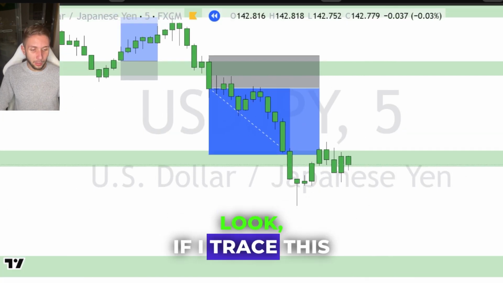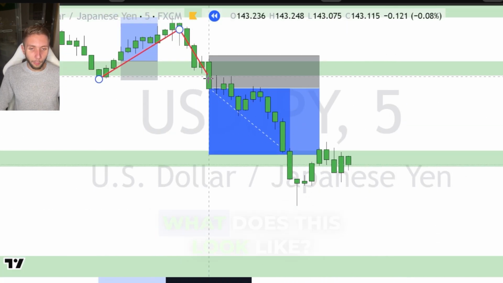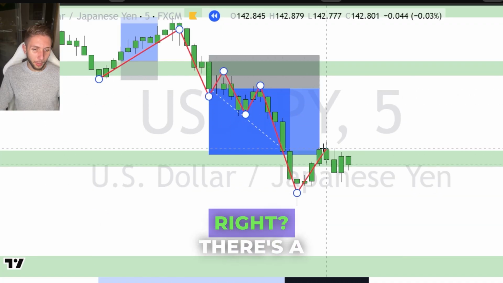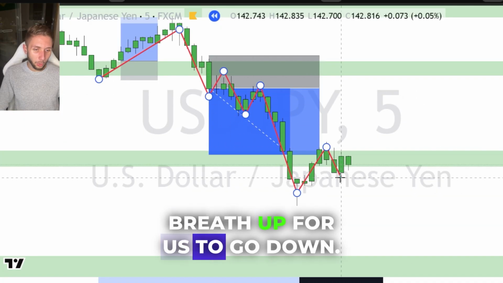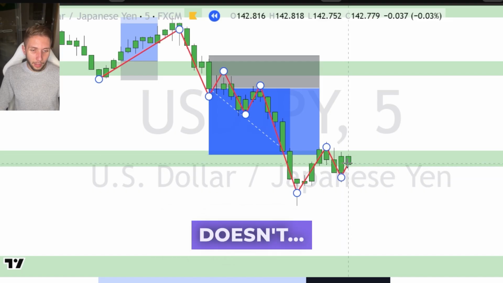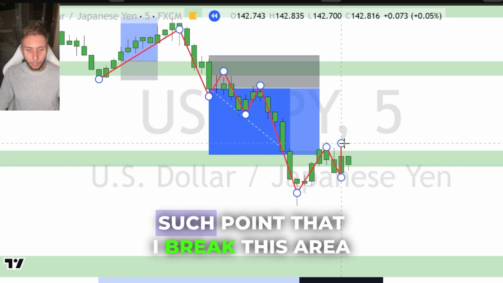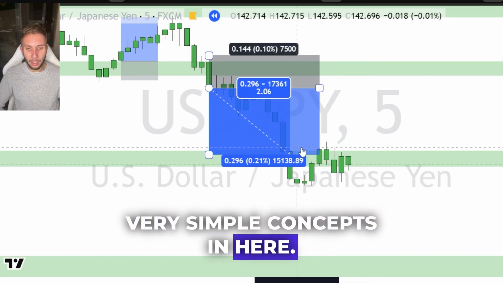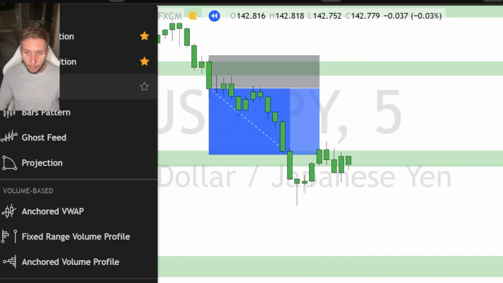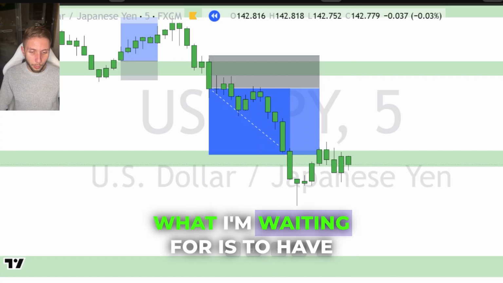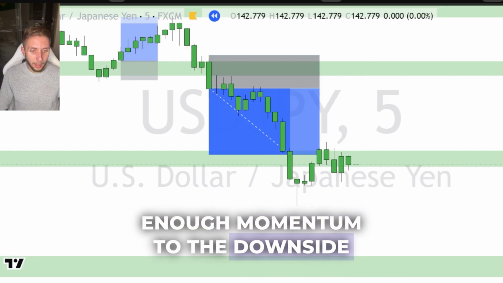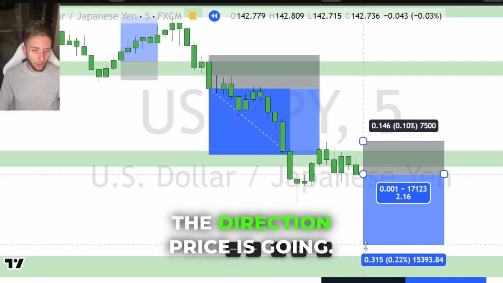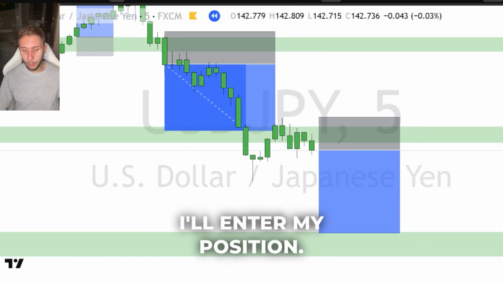Look, if I trace this with just simple structure, what does this look like? It looks like we are going clearly on a downtrend, right? This is that little breath up for us to go down. So this to me means I don't want to be buying until such point that I break this area here. Very, very, very simple concepts in here. And now what I'm waiting for is to have enough momentum to the downside to justify a sale, because that's the direction price is going. And as soon as I have that, I'll enter my position.